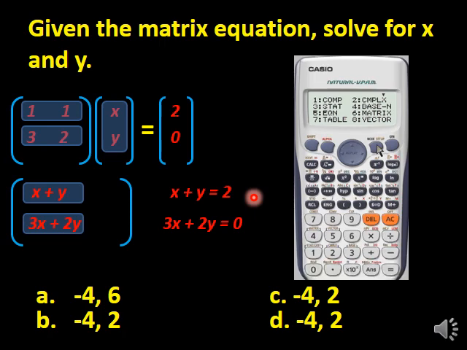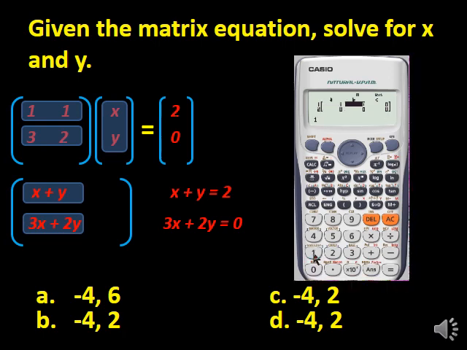But in my case, I will use the equation function of the calculator. Okay, select mode and then select equation. These are two equations, two unknowns, so we select number one. And then we enter the coefficients of these equations. When we press equal, we'll get the value of x first, and then pressing equal again, we get the value of y.